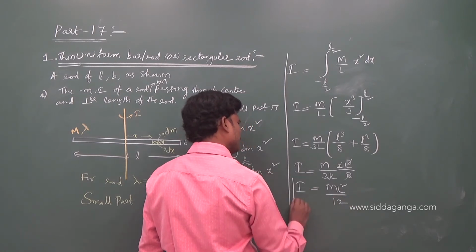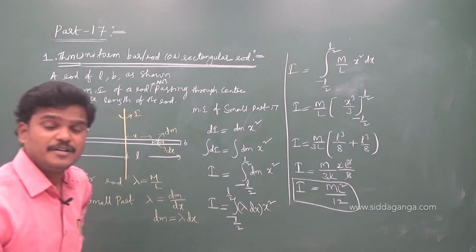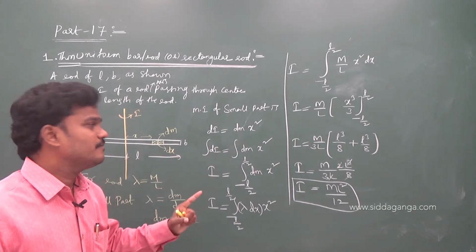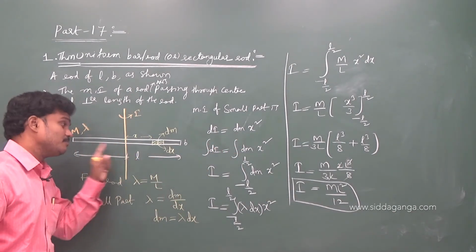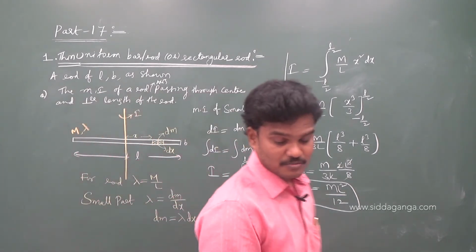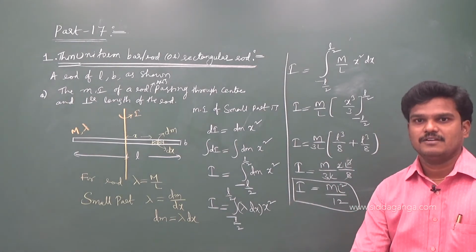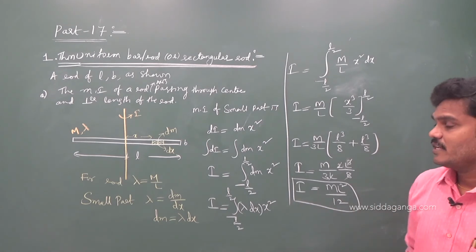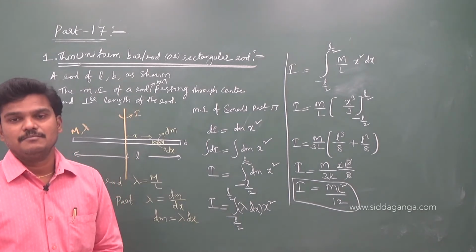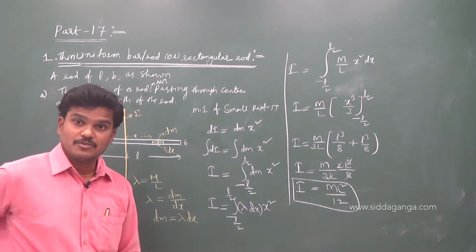See, this is the moment of inertia of a rectangular rod passing through center and perpendicular to the length. So try to keep the formula in mind: the moment of inertia of a rod passing through center, perpendicular to the length of the rod, is ml square by 12. If you remember all the formulas, then this chapter is easy. Otherwise, this is a tough chapter. Let us now find the one perpendicular to the breadth.